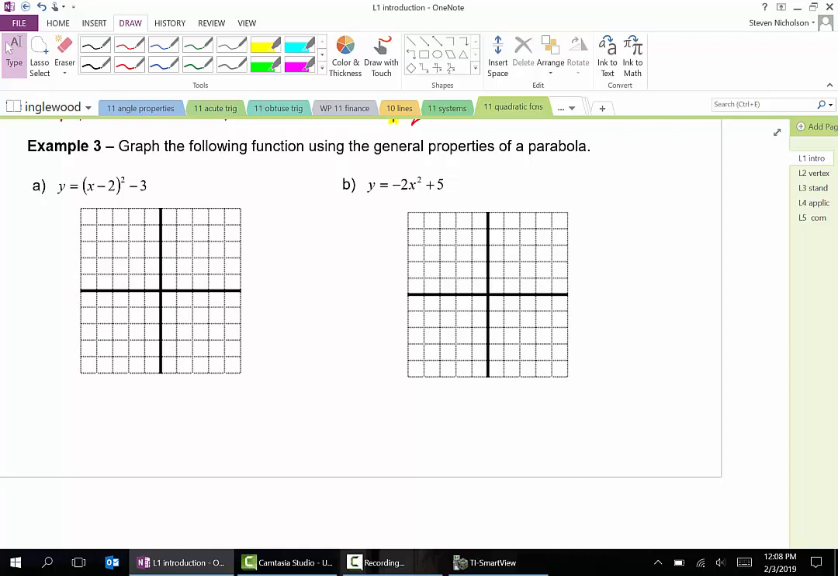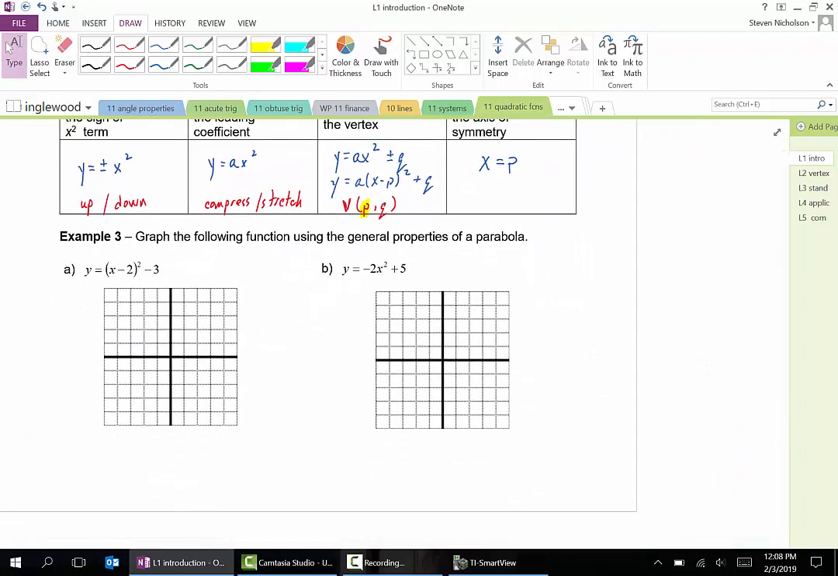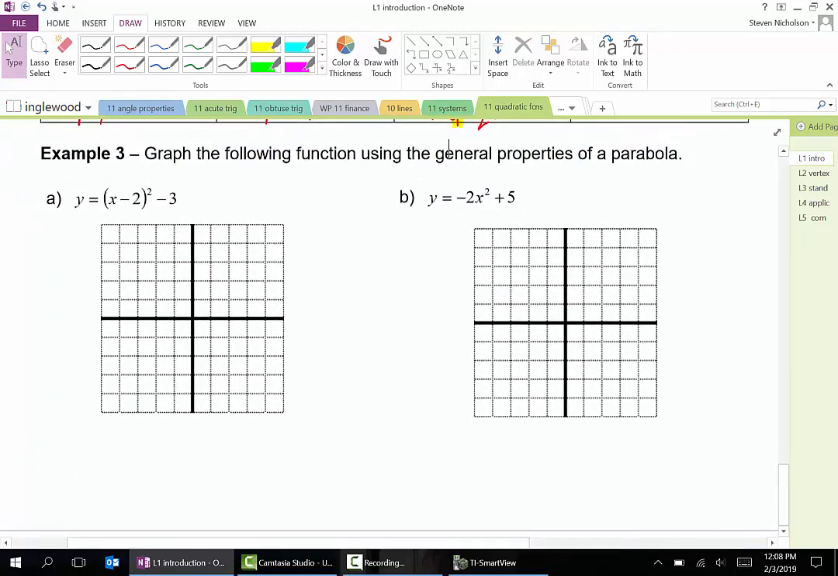What we might want to do first is think about what's happening. So first of all, in this first one, we have a leading coefficient of 1. There's an invisible 1 in front. Given that it's a positive 1, it's going to open up. So again, I'm just going to do the x squared in black. Here's our basic plain old x squared.